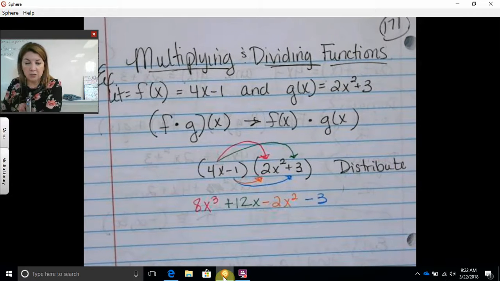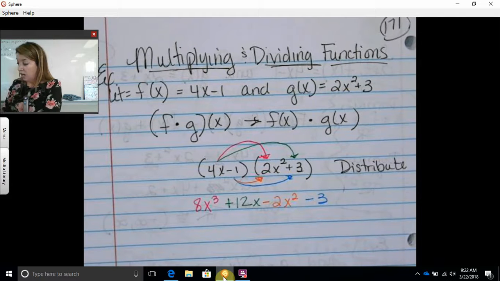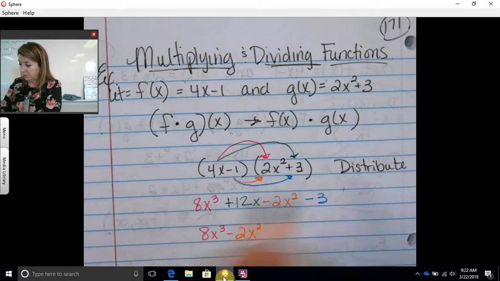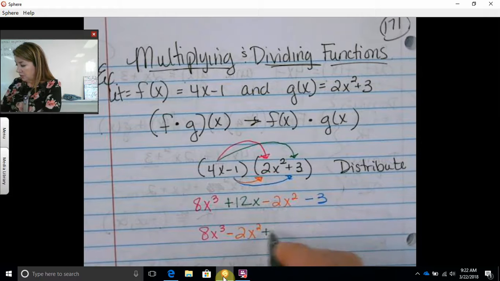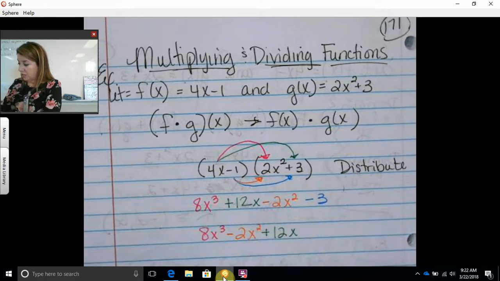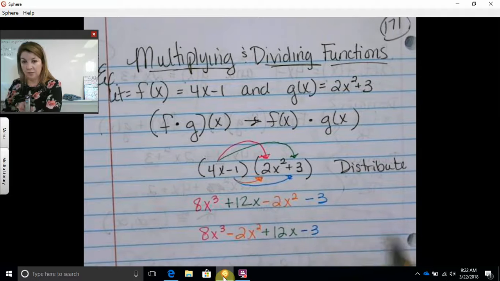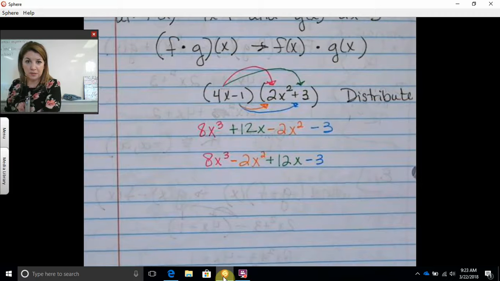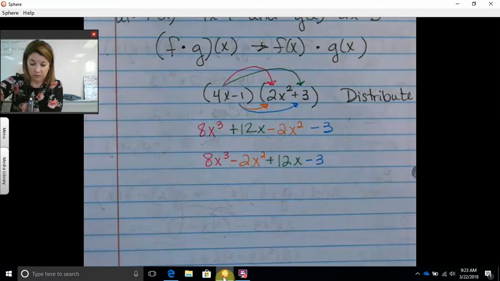Now, do I have any like terms to combine? No, but is it in standard form? No, so we can put it in standard form. Our highest degree is 3, so 8x cubed will still come first. Our next highest degree is 2, the quadratic term. Next highest degree is 1, our linear term. Constants always go last. They have 0 degrees. So we've got a cubic polynomial with 4 terms. We're not solving for x. We're just simplifying. What would my domain be? All real numbers.